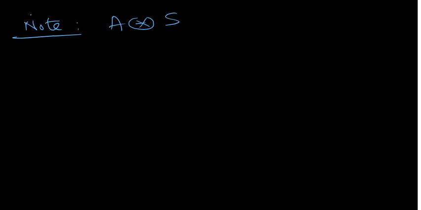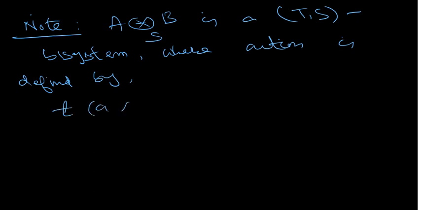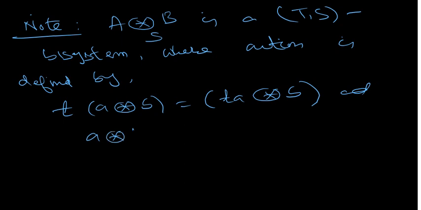A tensor B over S is a TS bi-system where the action is defined by T times A tensor B is equal to TA tensor B, and A tensor B times S is equal to A tensor BS.